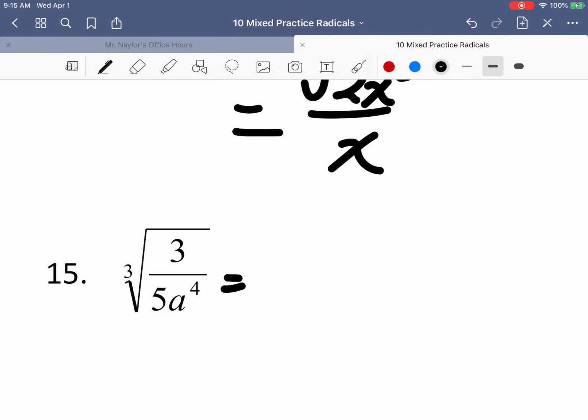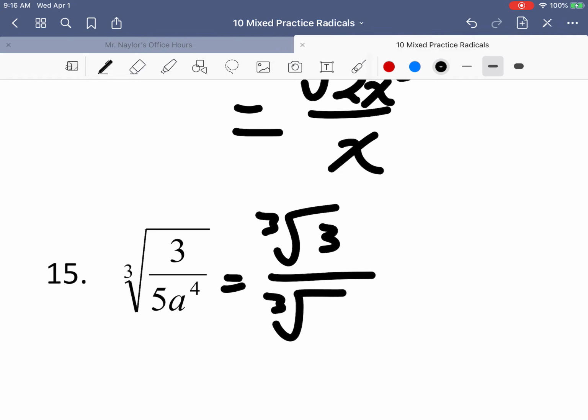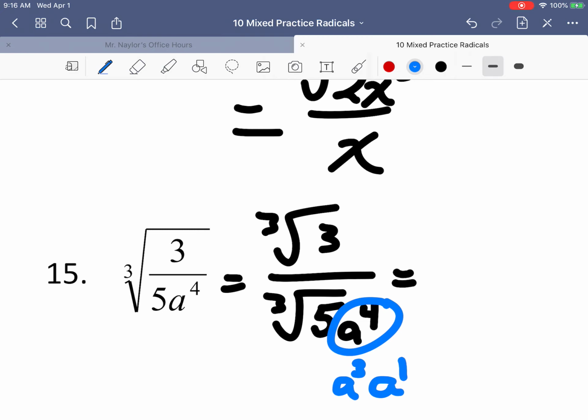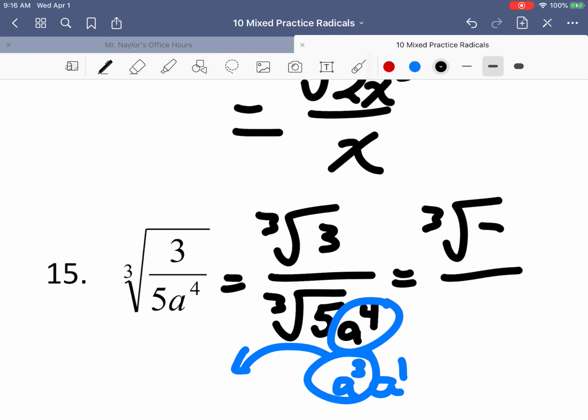All right, looks like I've got 2 more problems here. I'm going to split this, third root of 3 and third root of 5a^4. Now, don't do something silly and tell me that the third root of 3 equals 1. The third root of 3 would be 3 numbers that multiply to be 3. We don't know 3 numbers that multiply to be 3, so leave that alone. You do have some a that you can take out of here. At least there's 3 that I can take out. It does leave behind 1, but when I take out a^3, of course it turns into a.